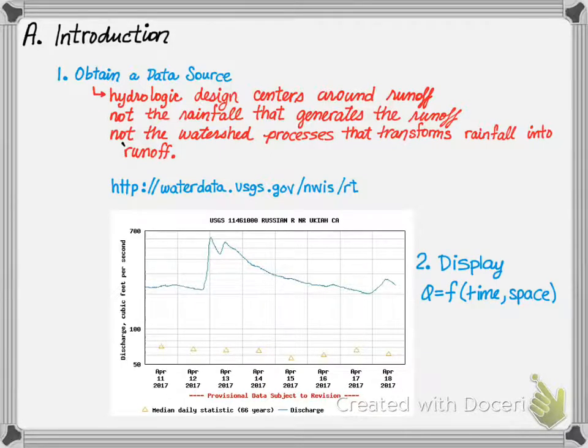These graphs that we're showing display flow as a function of time and space. So the Russian River near Ukiah, California is our space, and the time is on the x-axis. As I've mentioned multiple times, this is referred to as a hydrograph. Not a hydrograph as we discussed in precipitation, but a hydrograph.